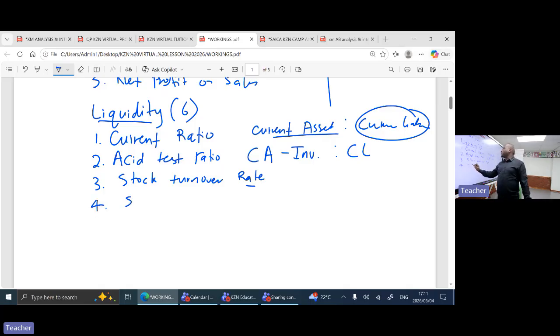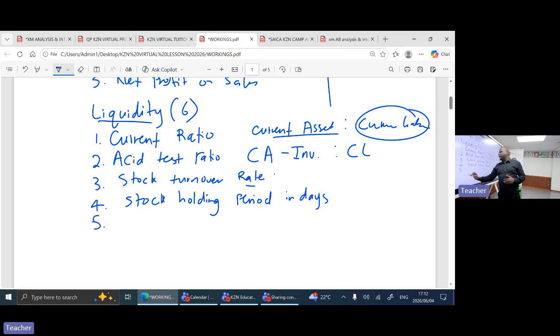Number 4, we have the stock holding period. This is also how many days. This will be in days, this one. So that means your answer here must be multiplied by 365. How many days do we take to sell the stock that is on hand? In most cases here we use average stock. So in our formula you will see it when I'm projecting it.